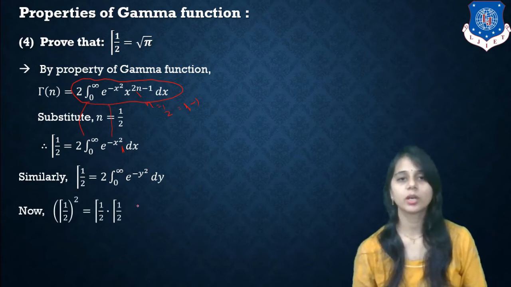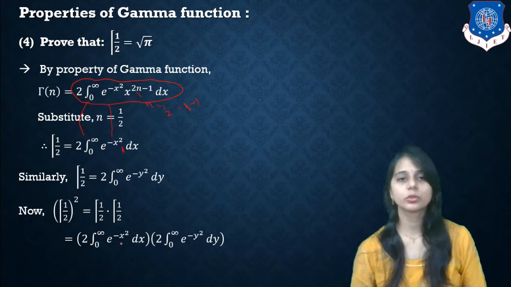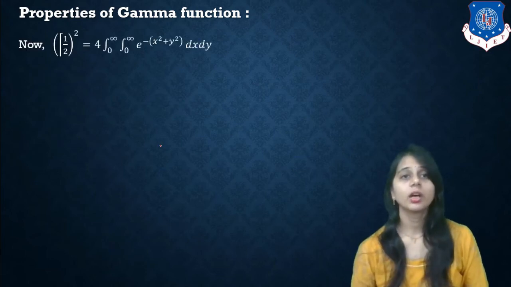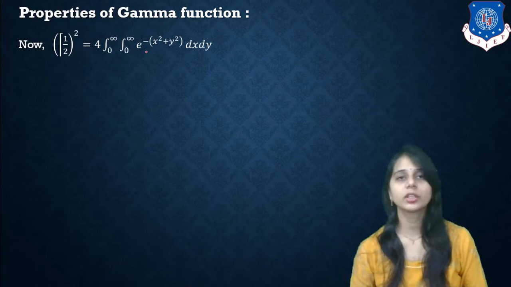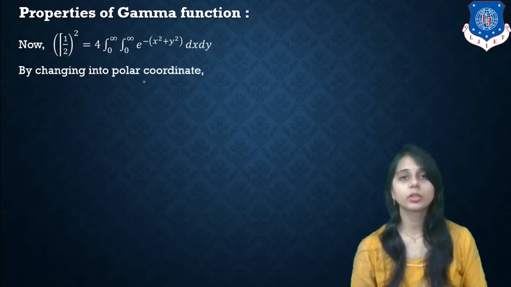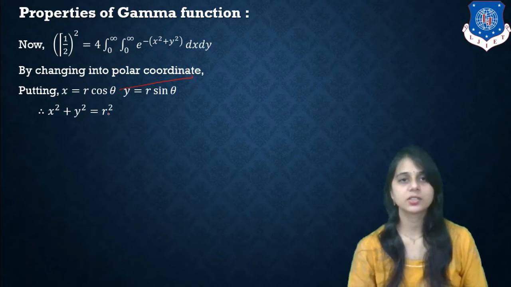So we get gamma 1 by 2 whole square, which is gamma 1 by 2 into gamma 1 by 2. So it is 2 times integral 0 to infinity e raised to minus x square dx, times 2 times integral 0 to infinity e raised to minus y square dy. Now gamma 1 by 2 whole square equals 4 times integral 0 to infinity e raised to minus x square plus y square dx dy. Changing to polar coordinates, x equals r cos theta, y equals r sin theta, we get e raised to minus r square.